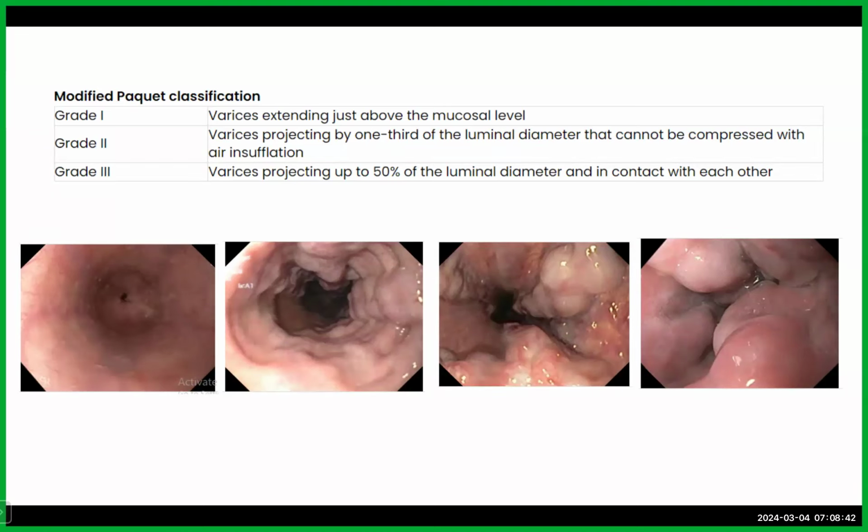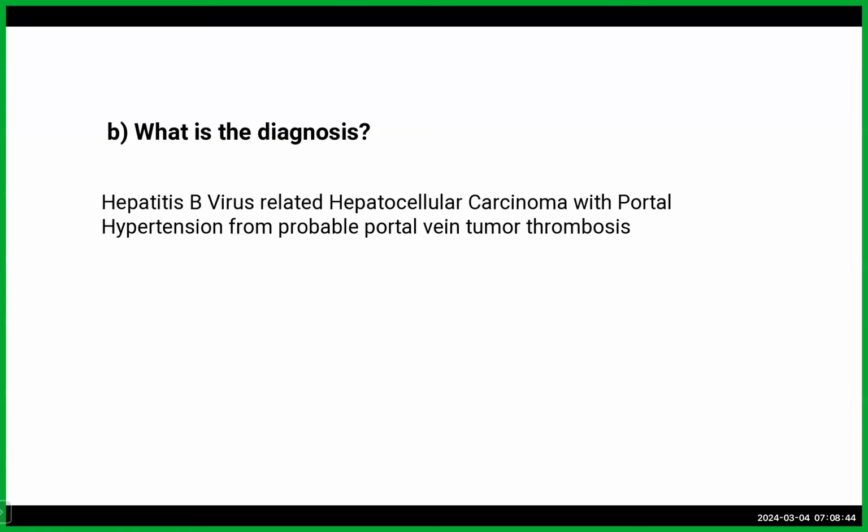Question 2, what is the diagnosis? The diagnosis is hepatitis B virus-related hepatocellular carcinoma with portal hypertension from probable portal vein tumor thrombosis. Because the patient, they said, had no chronic stigmata of liver disease. He had hepatomegaly and he had weight loss, but I will explain further when I'm presenting.